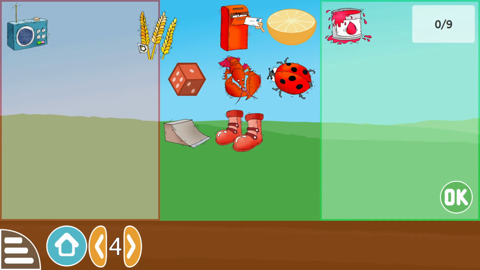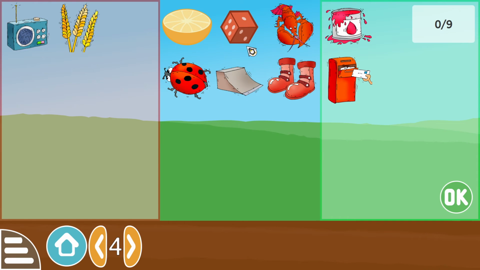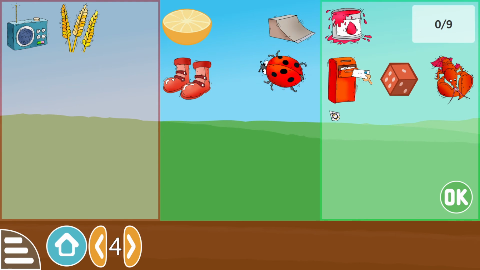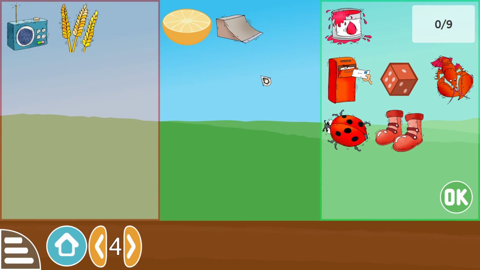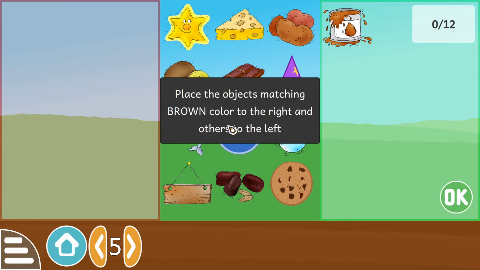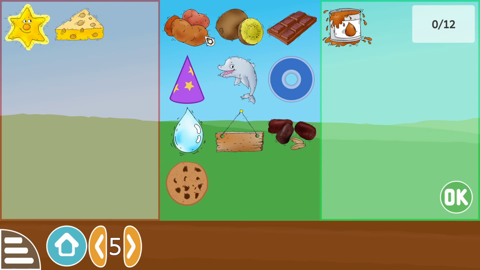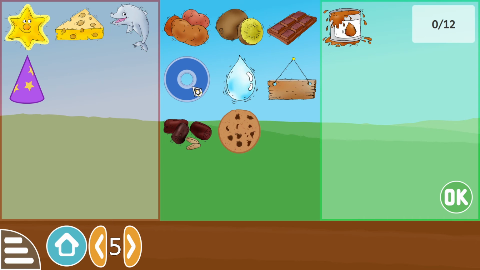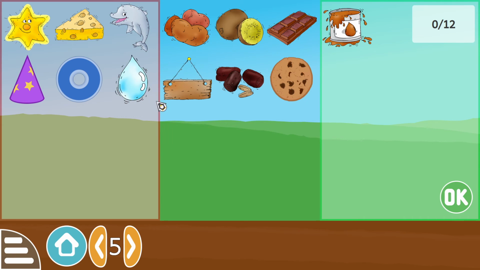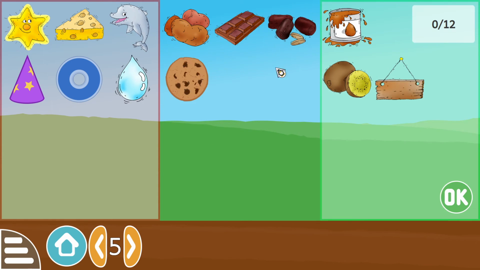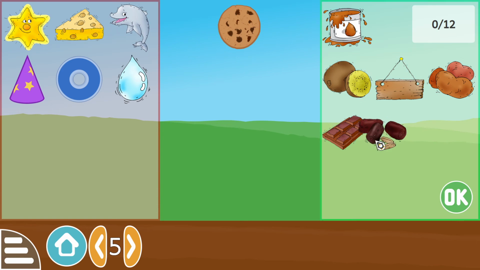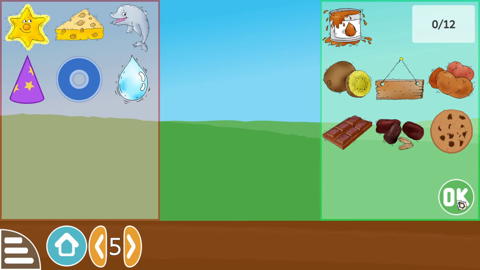So pass a radio off to the left, some wheat, postbox, dice, lobster, beetle, and shoes. They look like snow boots or boots. Place the brown objects to the right and the others to the left. So a star, cheese, dolphin, magician's hat, looks like a CD-ROM, and a drop of water. I'm going to try the kiwi fruit as brown. Some coffee beans and a biscuit, a bit of wood and potatoes.